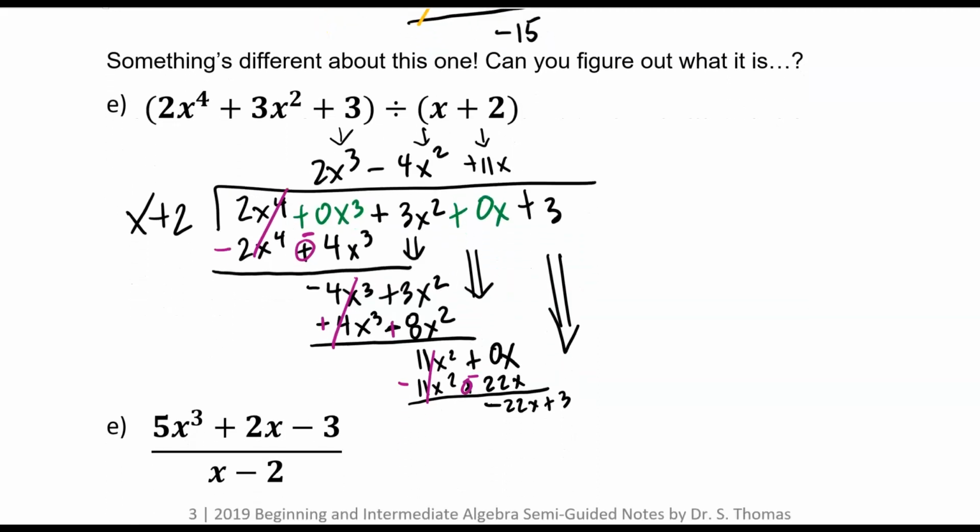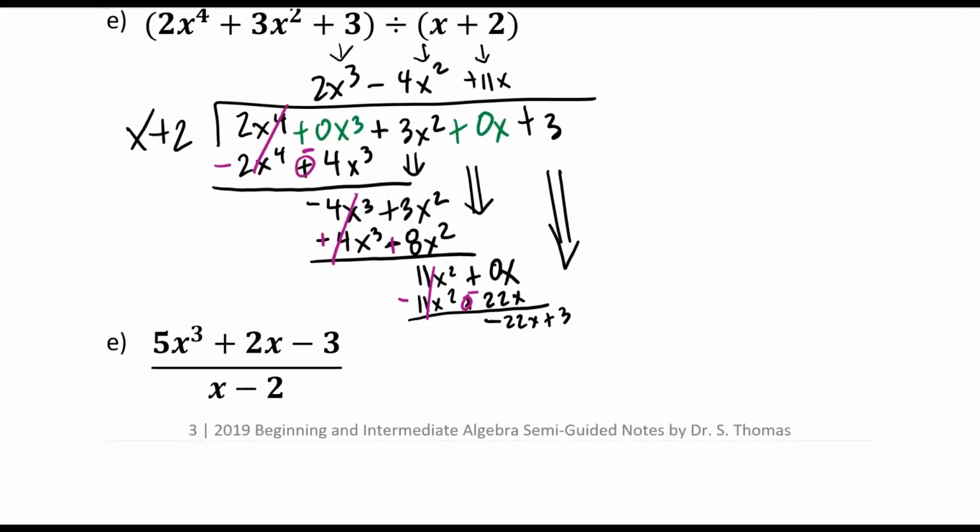Start over. X times what is negative 22x? Negative 22, which would give us negative 22x minus 44. And then we change the signs to give us a remainder of 47. So we have our quotient here. We're going to put plus because our 47 is positive. 47 over x plus 2 is our answer.